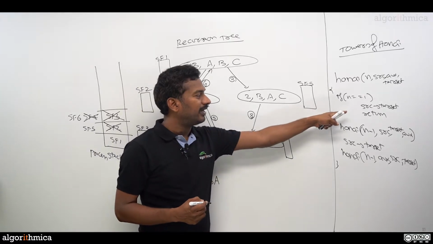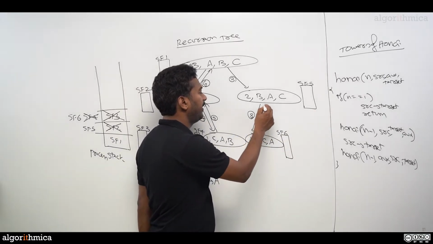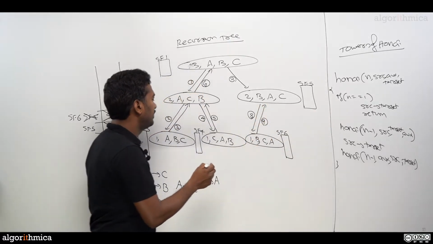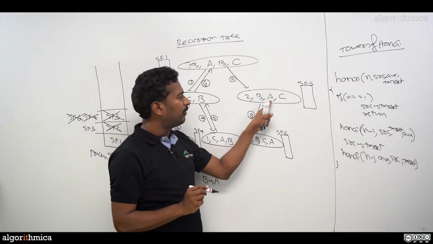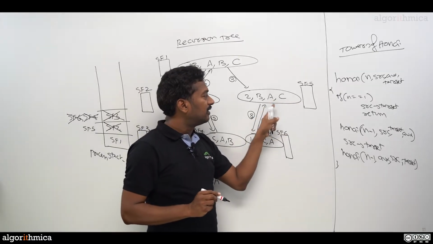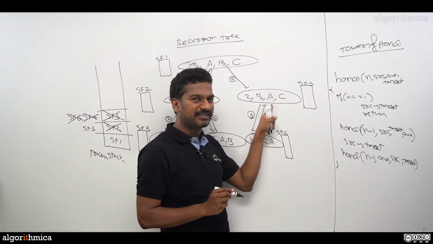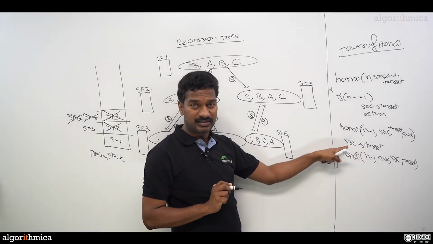Of displaying B to A, the return statement here, we are coming back, which is 9 here. That means SF6 is removed from the top of the stack. Now we are here. Once we are here, we are going from the left side. We are here at this moment, at this step, sorry.